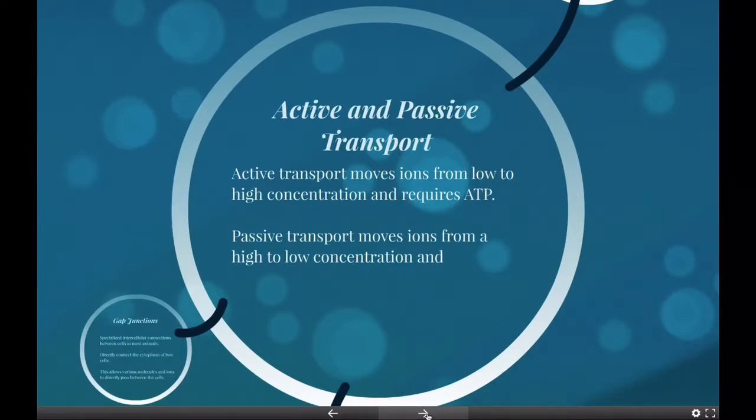Active transport moves ions from a low to high concentration, uses a sodium-potassium pump, and requires ATP. Passive transport moves ions from a high to a low concentration and does not require ATP. Both active and passive transport use ion channels to move ions across the cell membrane and enter into or out of a cell.